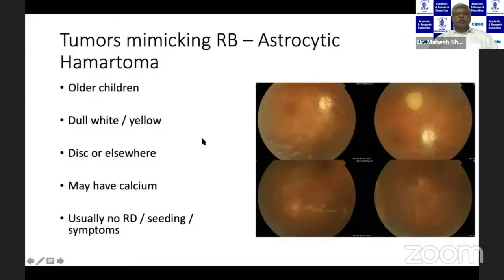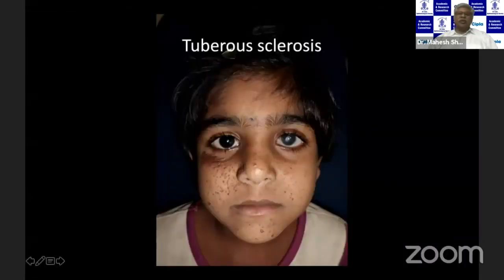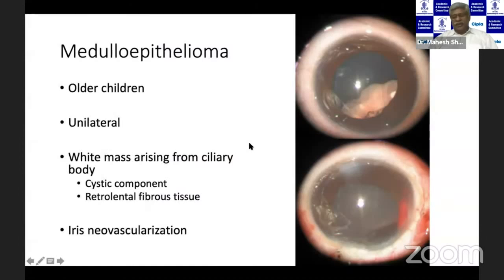There can be a few tumors which mimic retinoblastoma. This is an astrocytic hamartoma. They are dull yellow in color. They can be at the disc or elsewhere. They are not associated with any retinal detachment, dilated vessels, or vitreous seeds. And they may sometimes have calcium. But how do you identify them? They're usually present in tuberous sclerosis. So you see adenoma sebaceum here, a complicated cataract, and these children may have history of epilepsy as well.